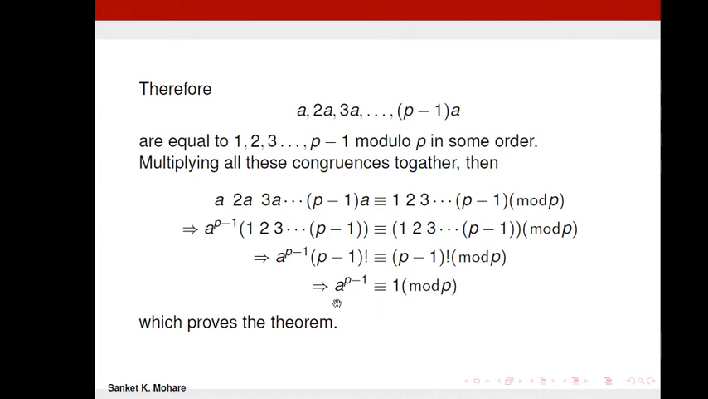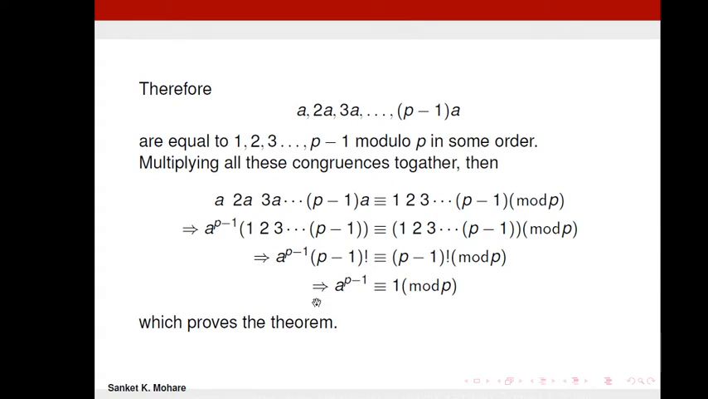So what was the statement? If p is a prime, a is any integer, and if p does not divide a, then a to the power p minus 1 is congruent to 1 modulo p. So if p doesn't divide a, then this implies a to the power p minus 1 is congruent to 1 modulo p. Suppose a to the power p minus 1 is congruent to 1 modulo p, then is it possible that p doesn't divide a? I mean to say, whether the converse of Fermat's theorem is true or not.